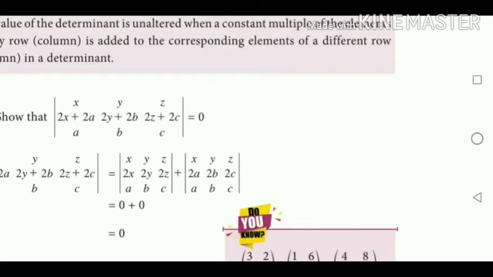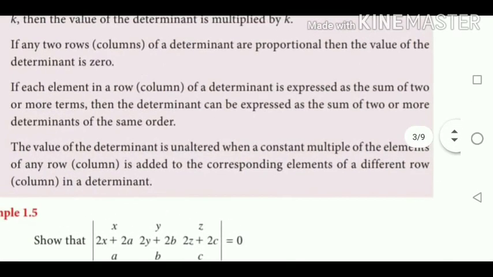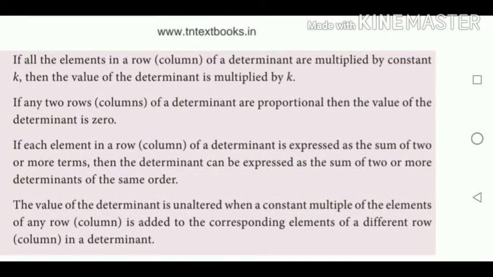Now see, 2xyz, second term also xyz. If two rows are having the same number, for example, if you take 2 as common, the first row and second row are equal. In the second determinant also x, y, z, a, b, c, the second row and third row are equal. Therefore, the value of the determinant is 0. If two rows or columns are equal or proportional, then the value of the determinant is 0.